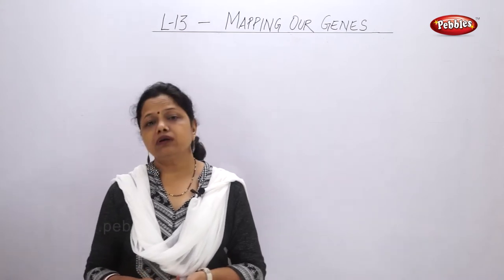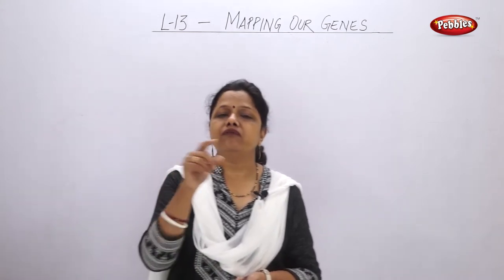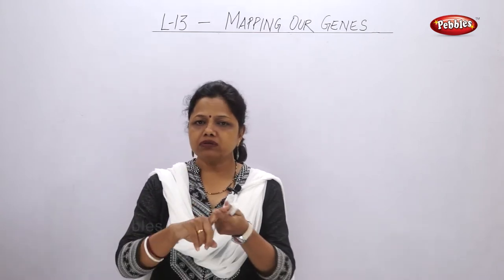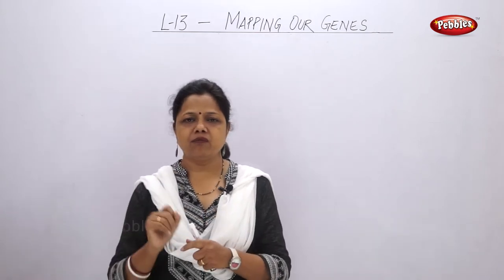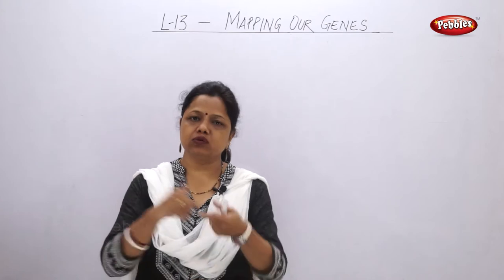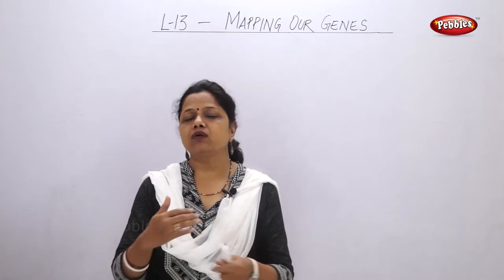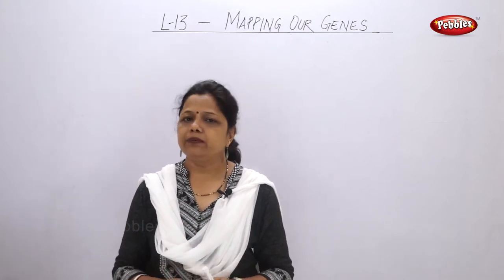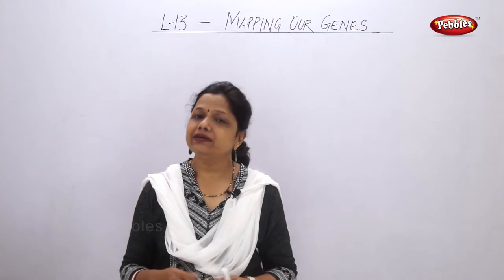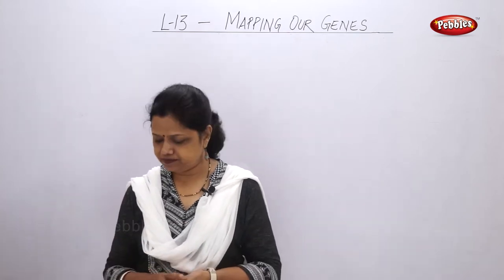Third, more diversity is seen because more variations are present. When crossing over takes place, the DNA from male and the DNA from female cross over. And obviously there are going to be recombinations. And because of these recombinations, diversity of variations is seen.